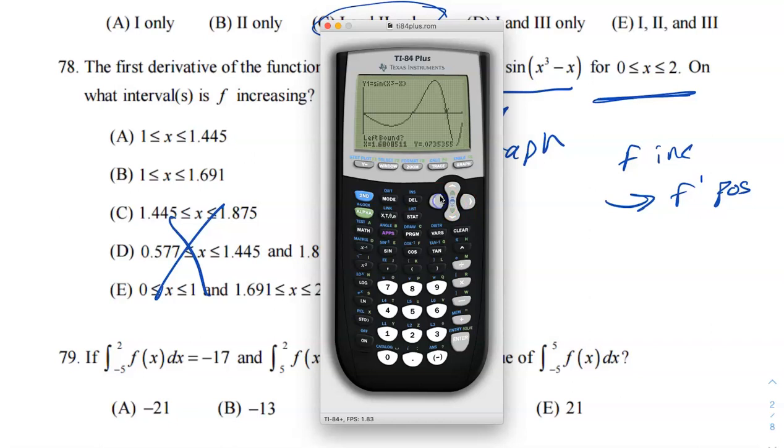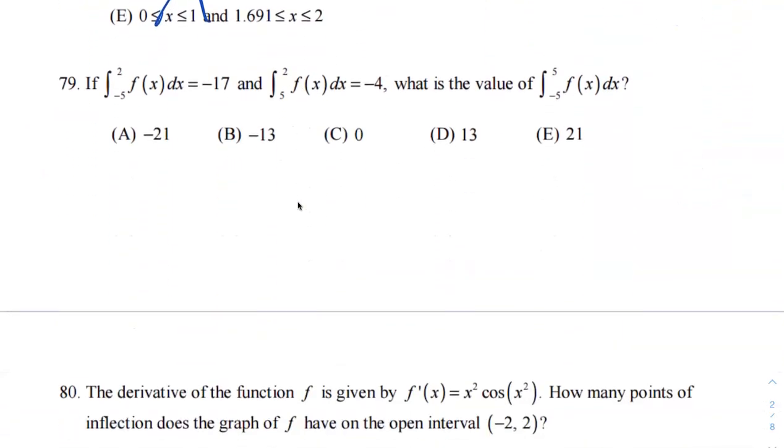Now, I actually don't have to find it. It looks like it's around 1.6. It's not around there. So I know it's B. If you want to double check, you can find it. But in this case, it's far enough along, I could kind of just tell by getting close to it. And 1.69. So it is this one. It's B. So there we go. Next one.